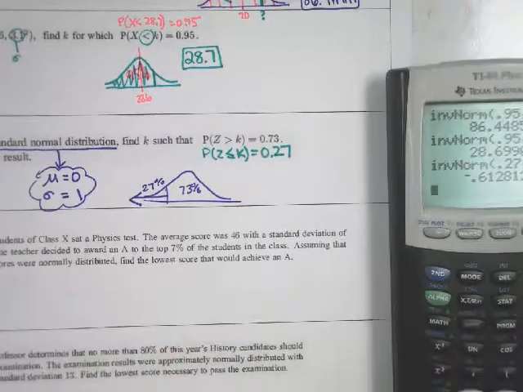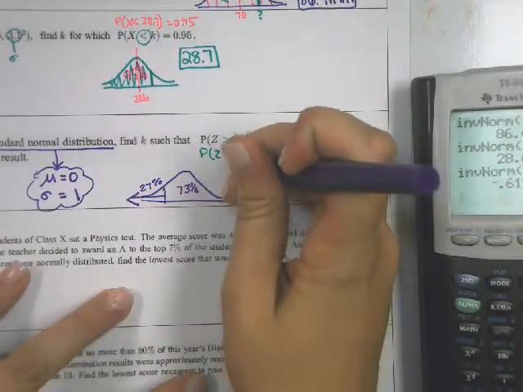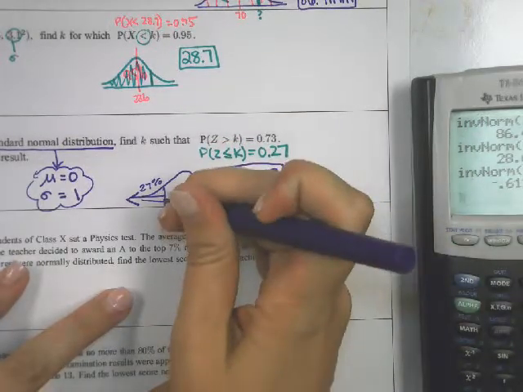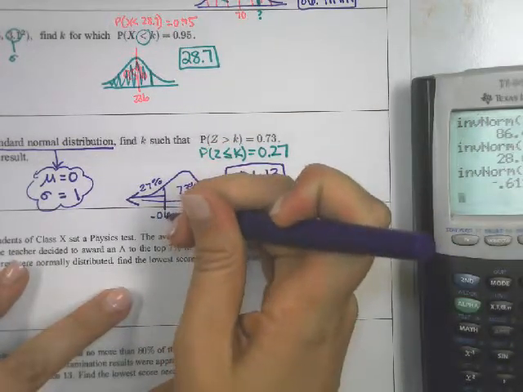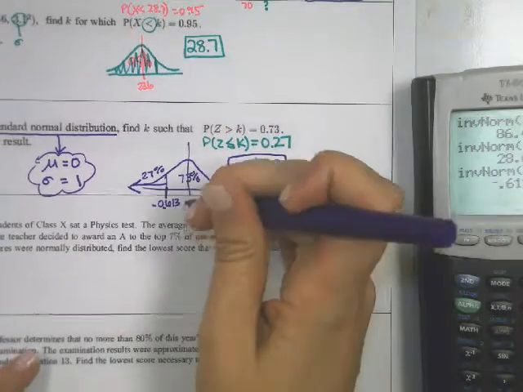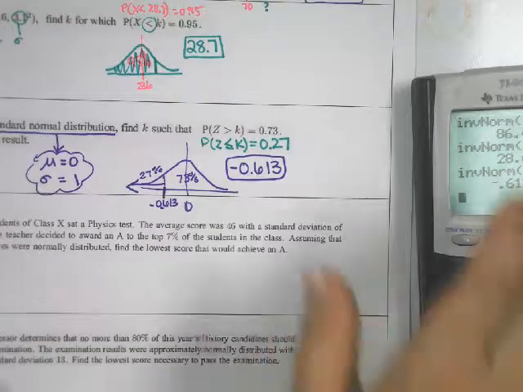And so at negative 0.613 is that value right here. Where, this is our mean of 0, sorry. 27% of our data is smaller than that number, 73% is bigger.